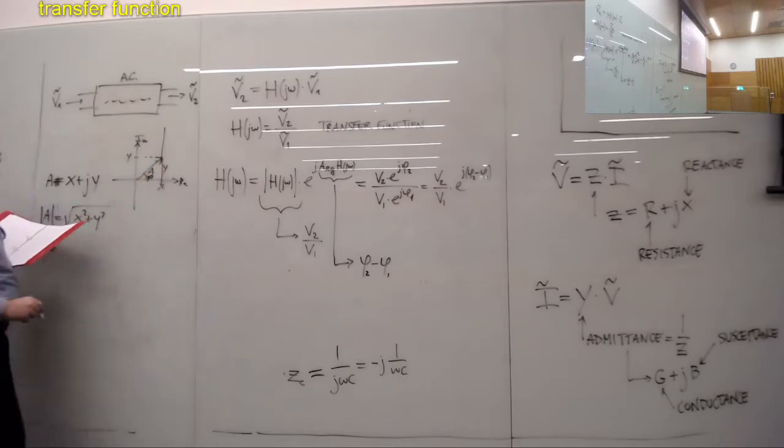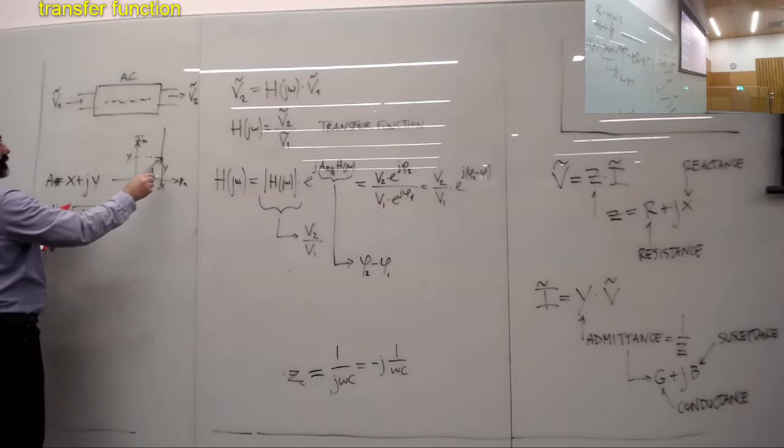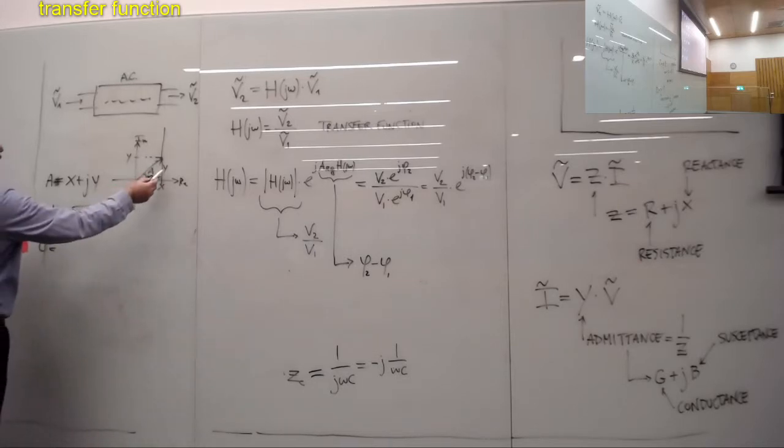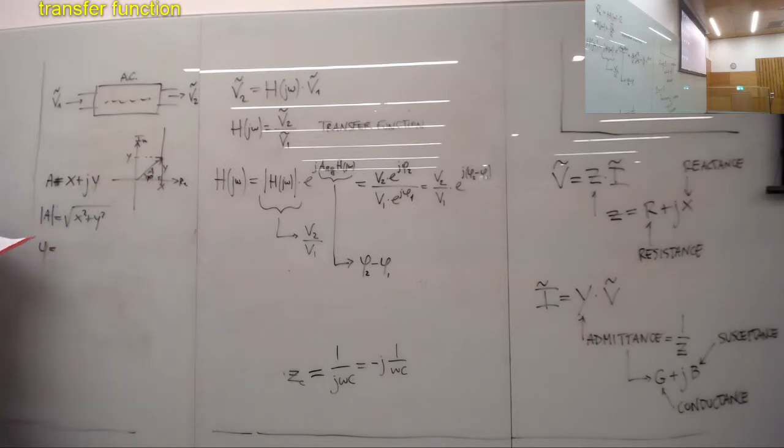So this is y. This is a triangle with a 90 degree angle here. So I would say that y is x tangent phi. And so we can find what we call phi as the arc tan of y over x. So the phase, what we called argument, okay, this is a synonym if you like, the argument of my complex number phi is the arc tangent of y over x.